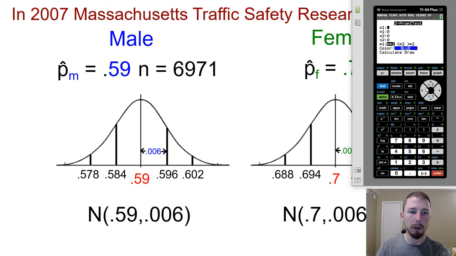So that's the total number of successes we had out of the first one. If we're going to do females first, that's going to be 0.7 times the total that we had, which was 6,971. And remember, that's going to be a rounded value, so we want to go ahead and round it up here.